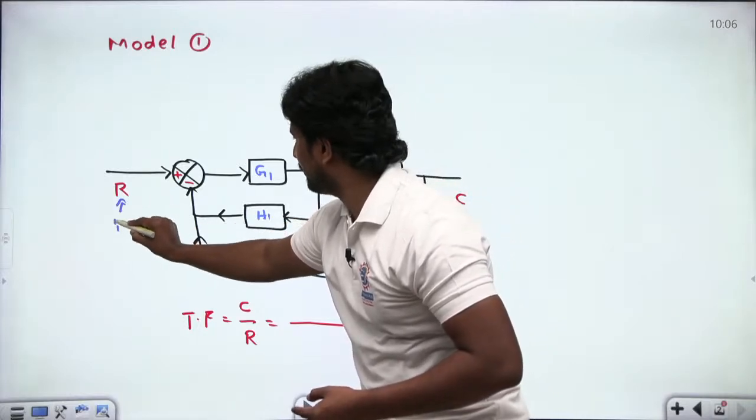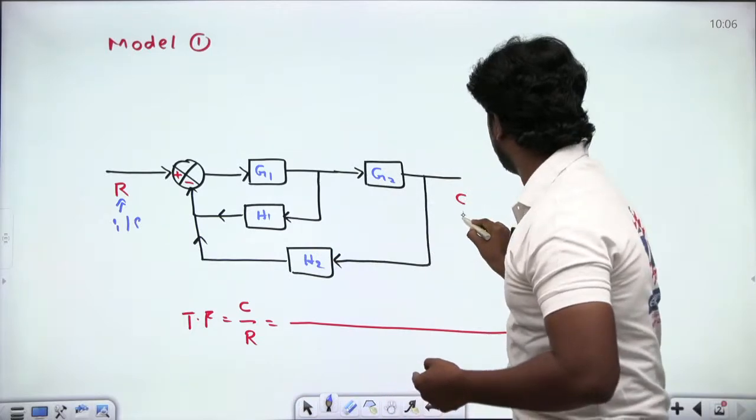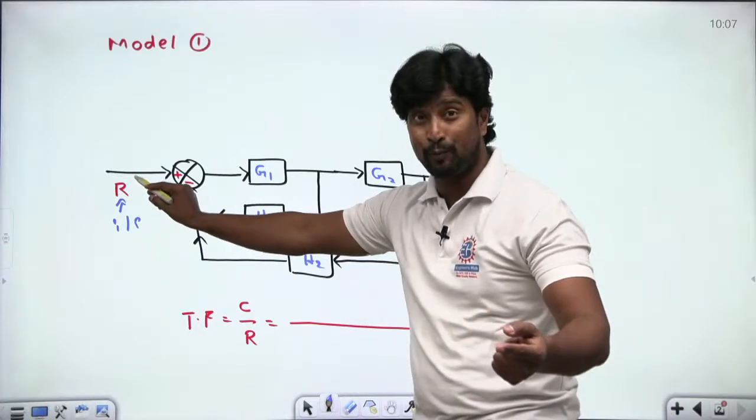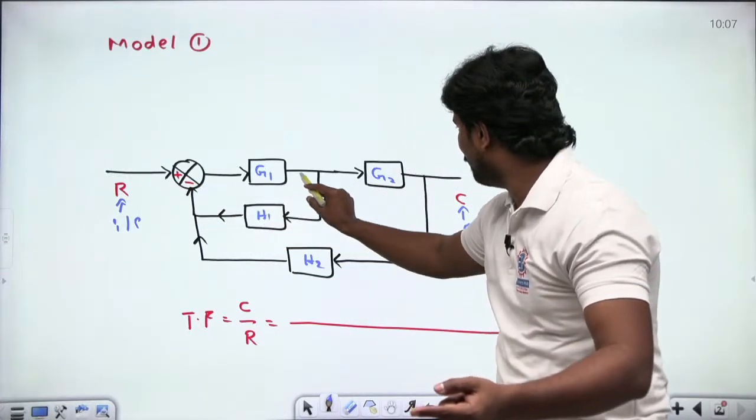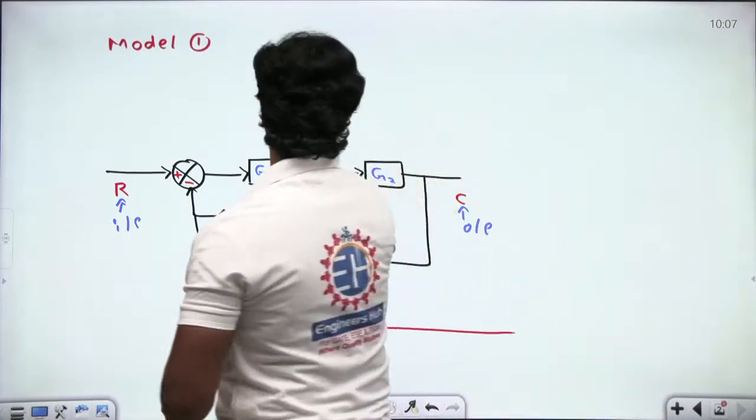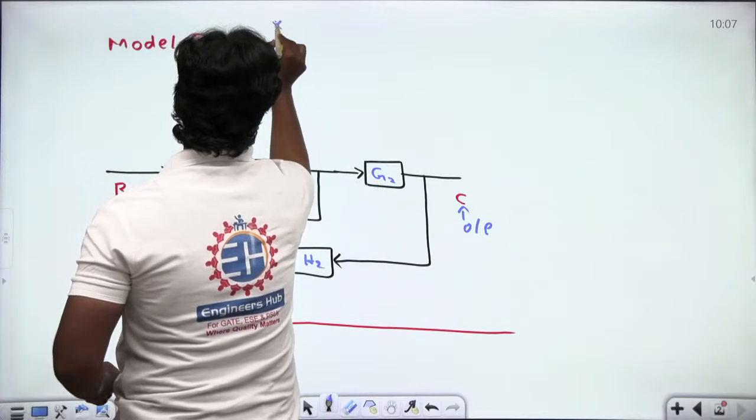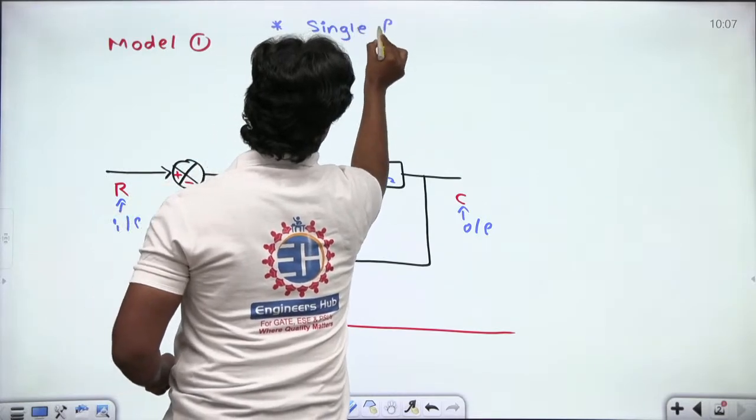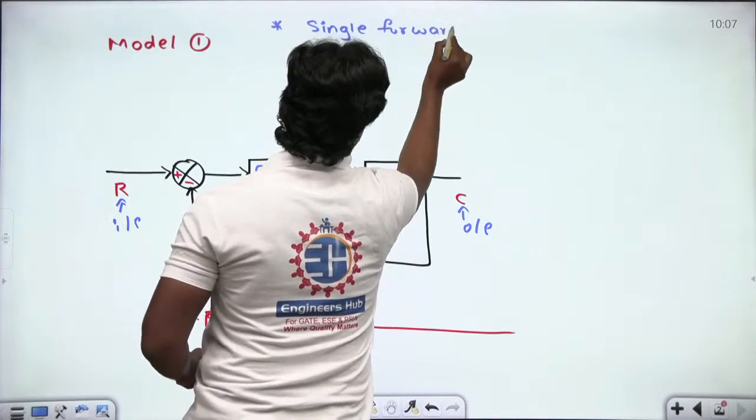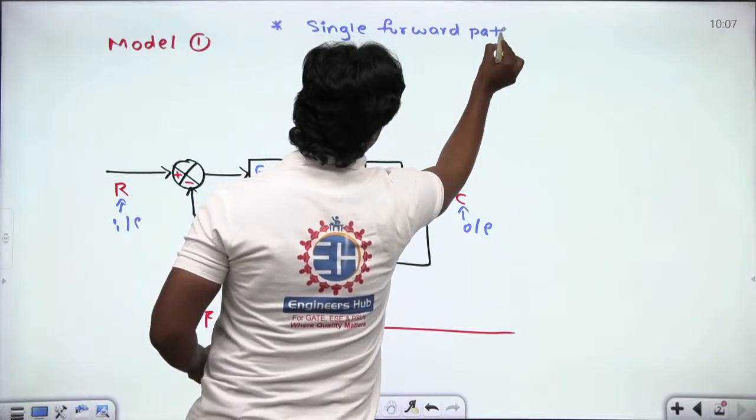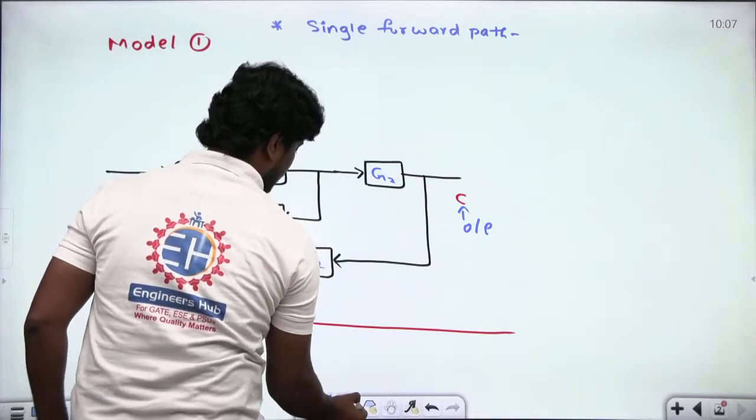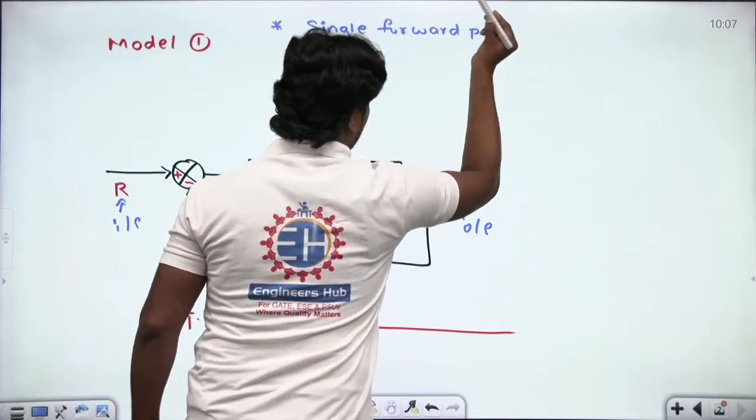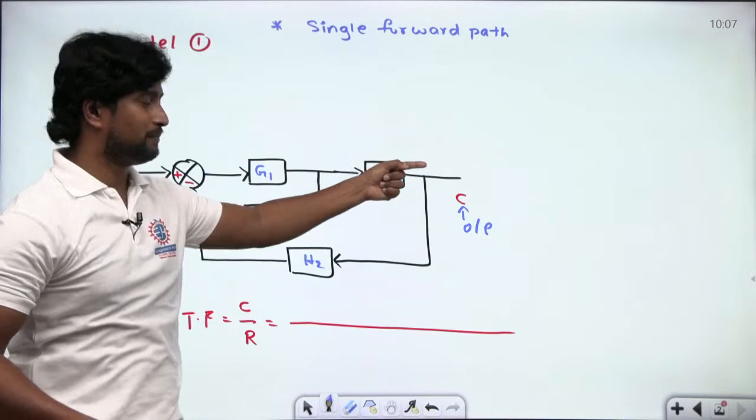This is the input, and this is the output. From input to output, how many forward paths are here? Check once, follow the directions properly. We have only one forward path. Guys, carefully listen. Model number one contains only a single forward path. If multiple forward paths are present, how to chase that, I would like to introduce in the next model. So this is the forward path.